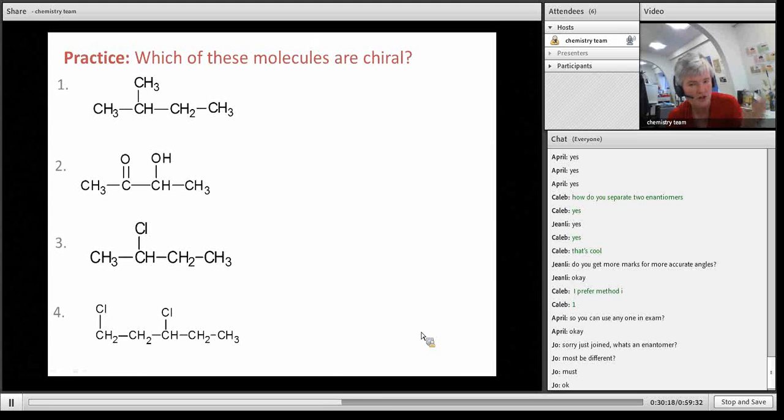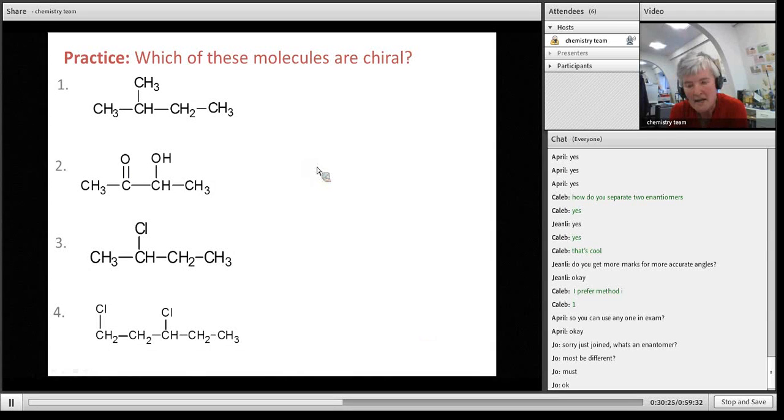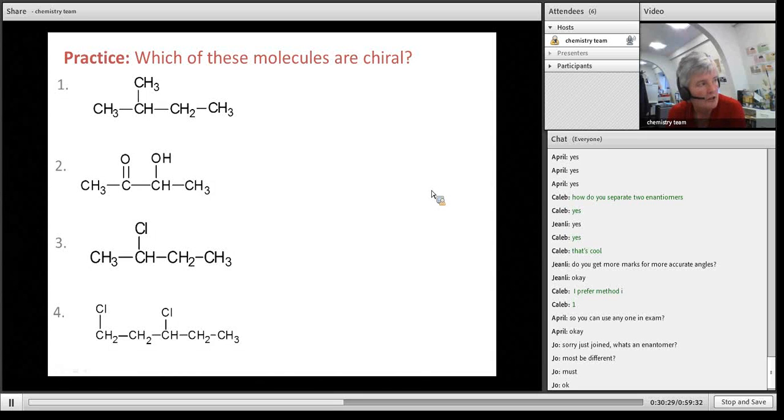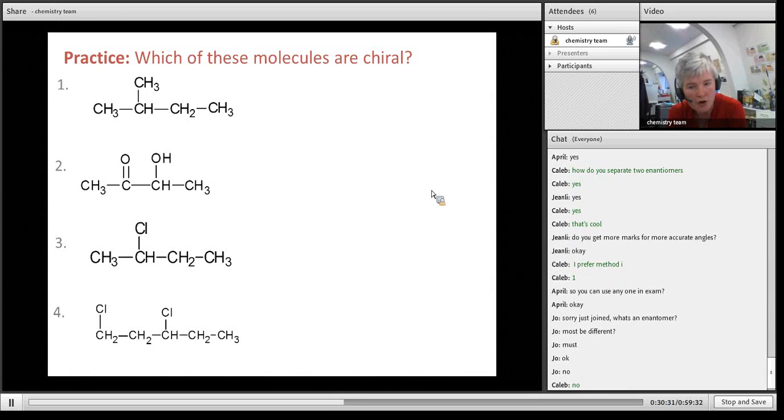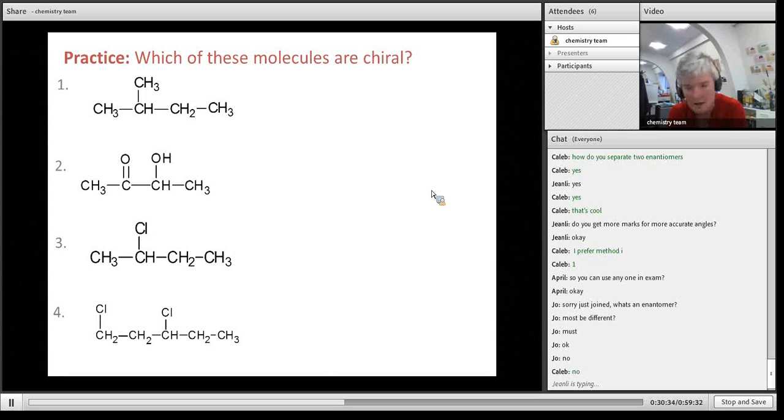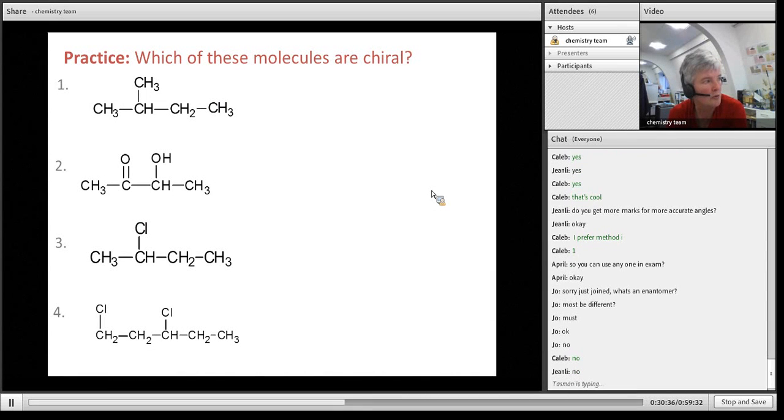I've only shown it on that first one, but you'll see in the booklet. So, is number 1 a chiral compound? Will it form optical isomers? So you've got to look there and ask, do I have a carbon atom with 4 different groups? And you're correct, I don't have a carbon atom with 4 different groups.